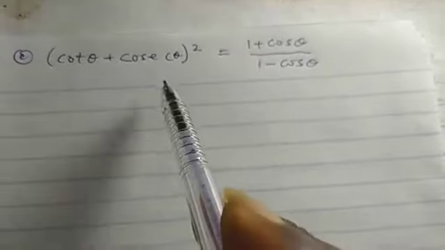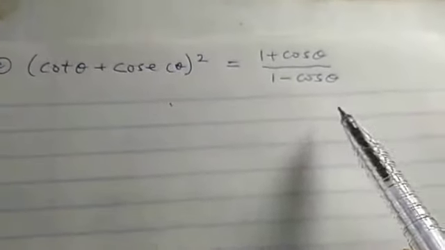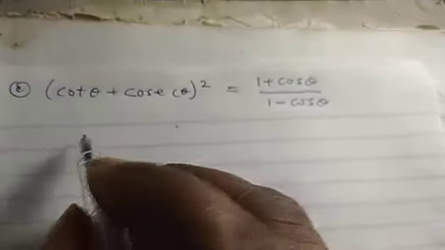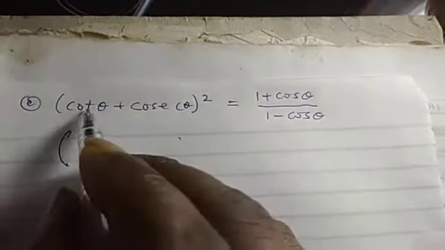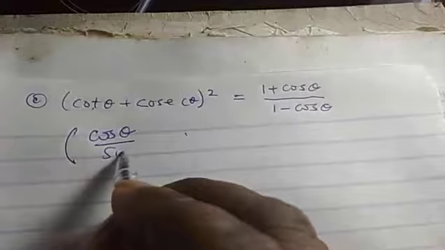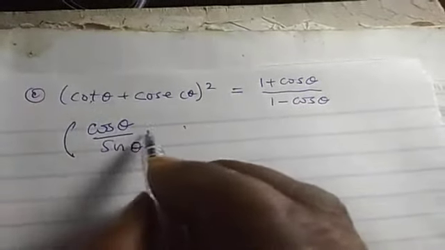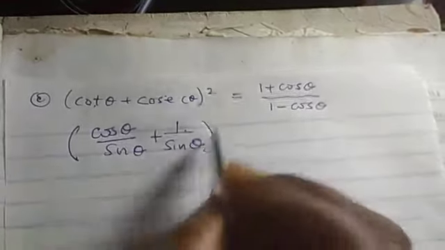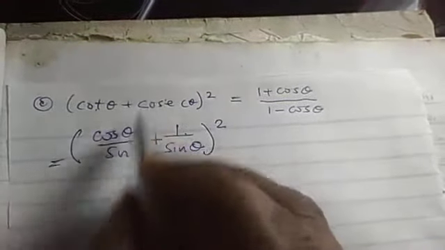Let's consider another proof. We have to show that this is equal to this. And how do we show that? We need to recall that cot is cos theta over sin theta. That is for cot. Also, cosec is 1 over sin theta, then all square. Our aim is to show this and bring this out.